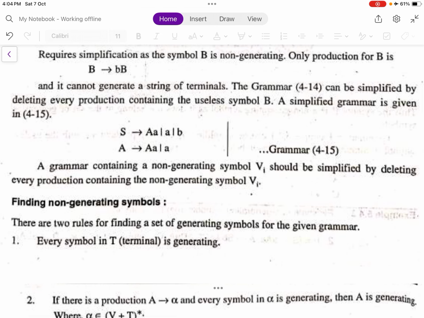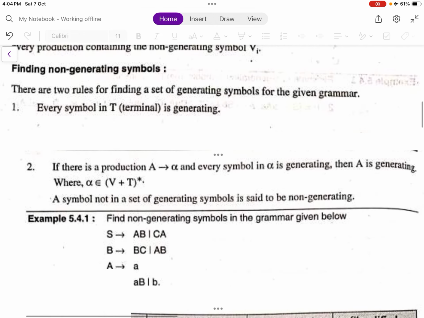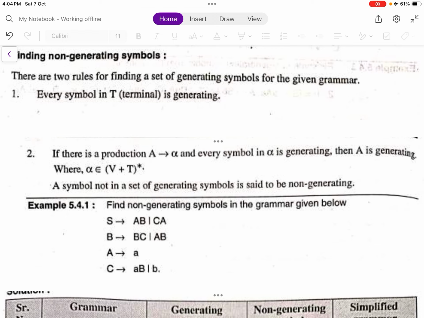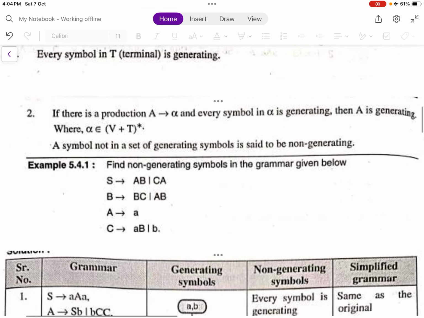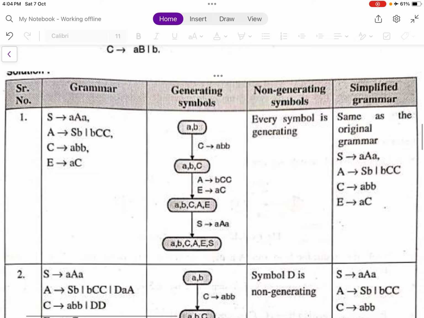So how do we remove non-generating symbols? There are two rules for finding the set of generating symbols for a given grammar. Every symbol in T is generating, and if there is a production A to alpha and every symbol in alpha is generating, then A is also generating. A symbol not in the set of generating symbols is said to be non-generating.